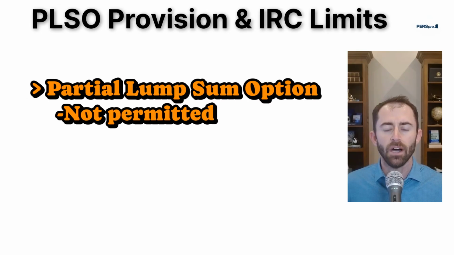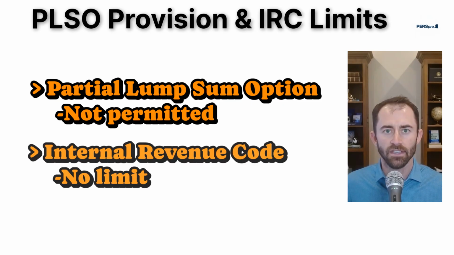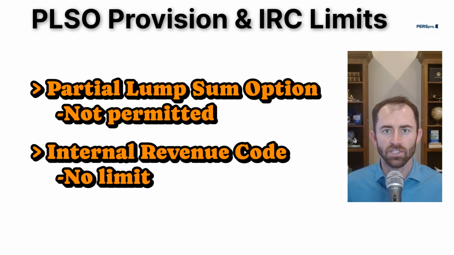Partial lump sum option availability. Even if you are eligible for the partial lump sum option by meeting the requirements for your tier, you cannot combine the partial lump sum option with option 1. If you are eligible and want a partial lump sum upfront, or PLSO, you must choose one of the other 6 retirement benefit options. Internal Revenue Code limitations.